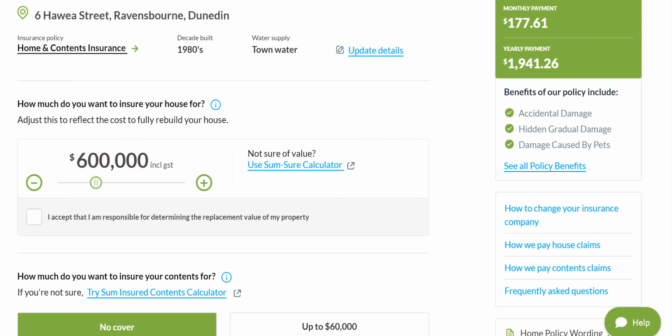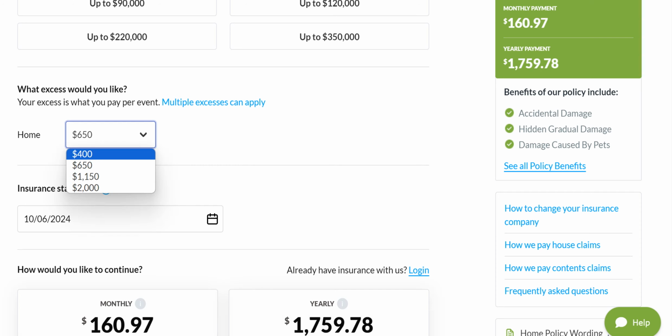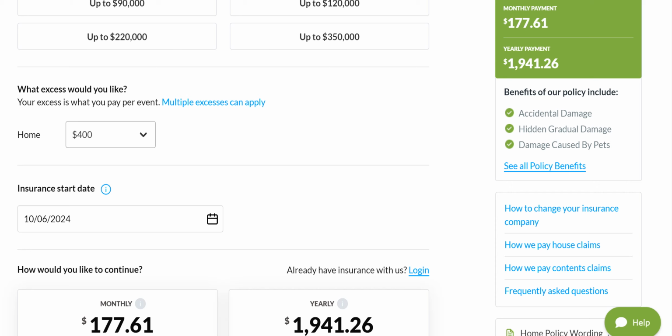And of course, we do think that the excess tool is something which many people overlook, and they think, oh, I'll just keep it at the lowest, but how many times have you actually claimed on it? So do consider that, because the difference between a $400 and a $650 excess within 1 year is actually going to be around $200 in this example, and that can add up. Over 5 years, that's $1,000. When did you last claim on it?